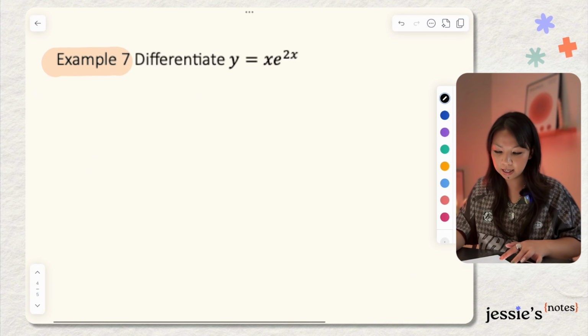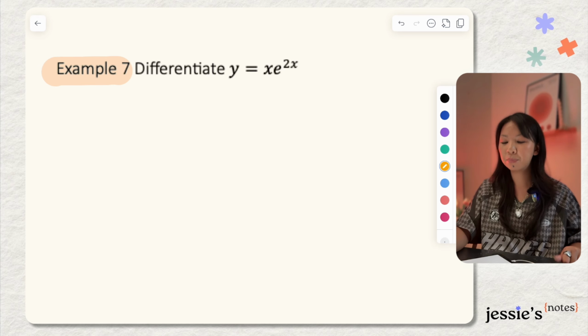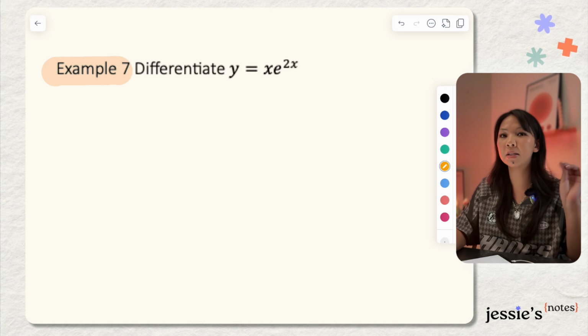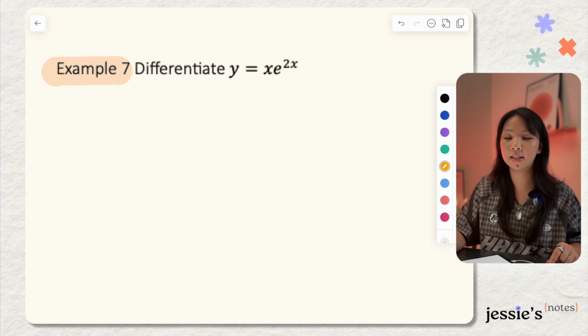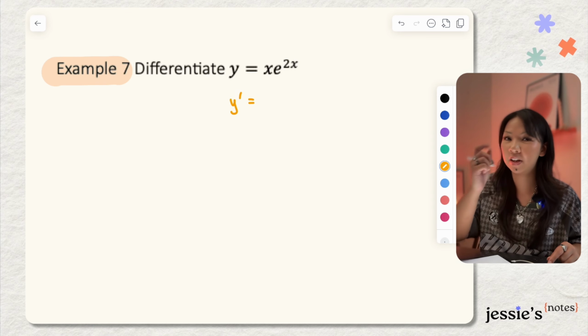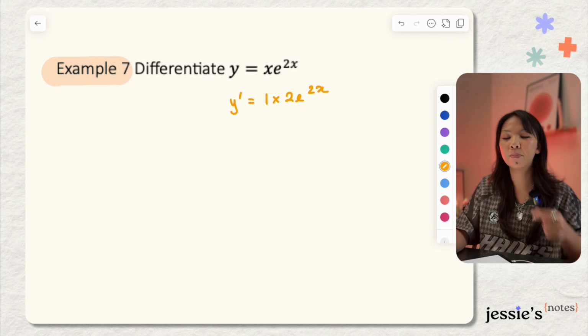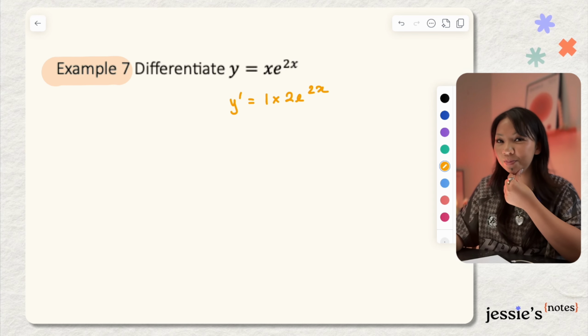Beautiful. Next, example 7. Differentiate y is equal to xe to the 2x. Now let me show you what I have seen time and time again my students do, and it is wrong. You might be doing this as well, but I'll tell you now, wrong. So they will take the derivative of the x, which is 1, and then take the derivative of e to the 2x, that's 2e to the 2x. Now why is that incorrect?